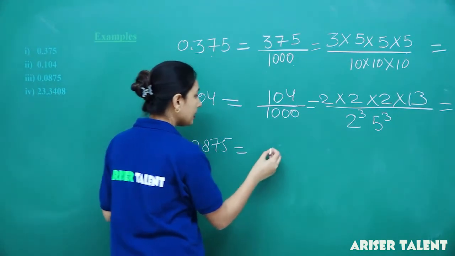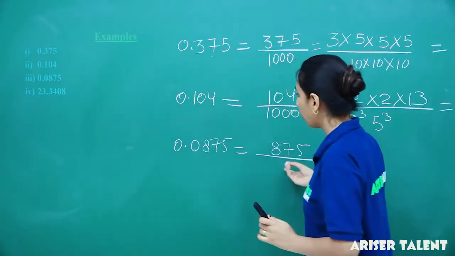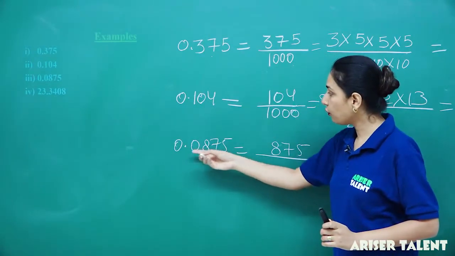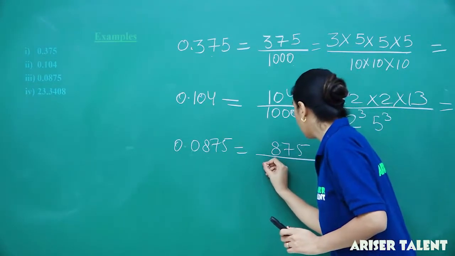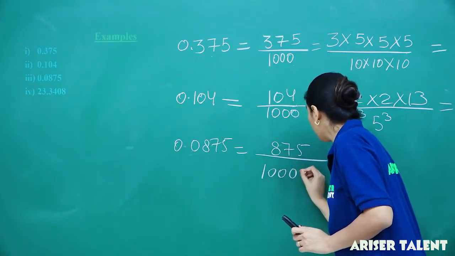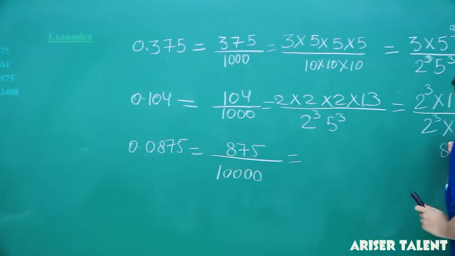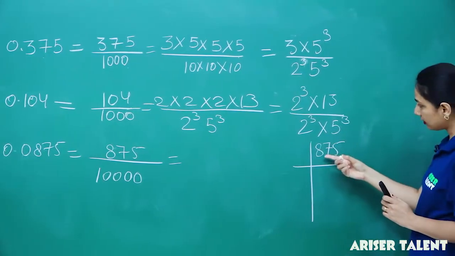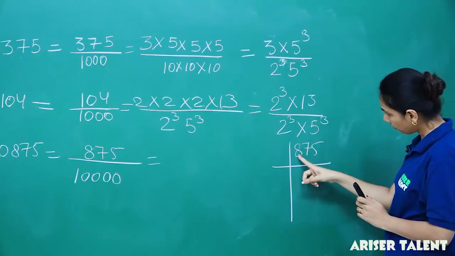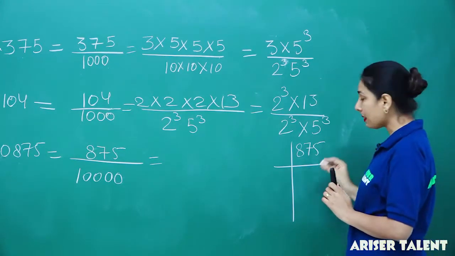0.0875. We'll write it like 875 upon... Now, the decimal is before 4 places, 1, 2, 3, 4. So 4 zeros are here. Now, prime factorization of 875. Is it divisible by 3 or not? 14, 15, 15 plus 5, 20. So, no, not divisible by 3.